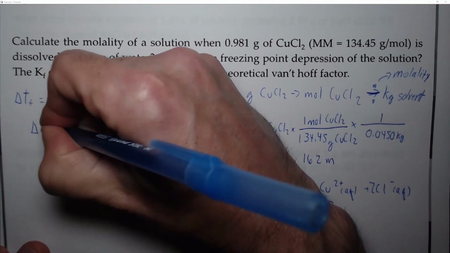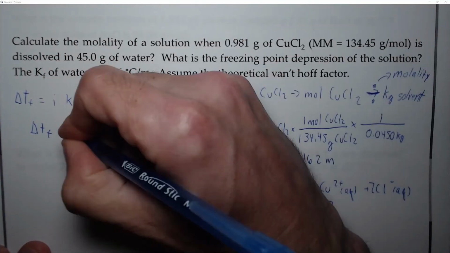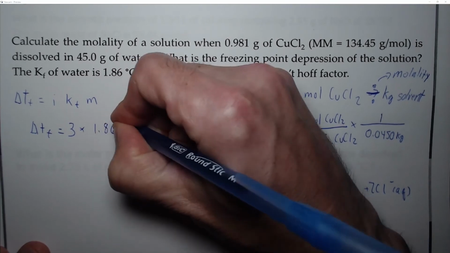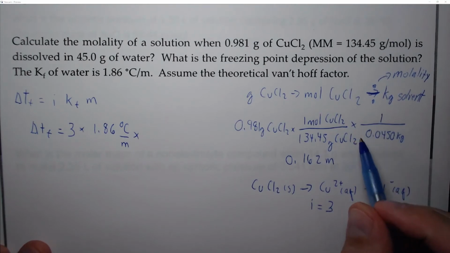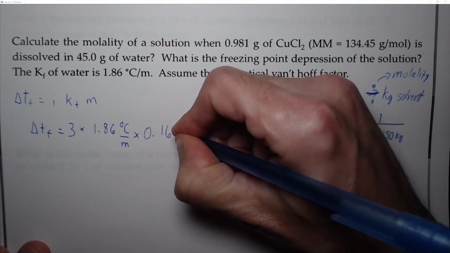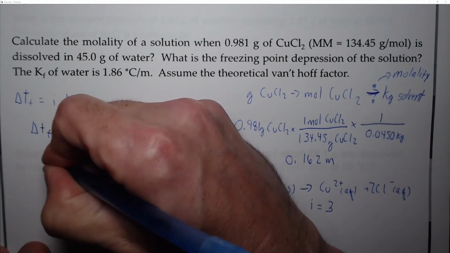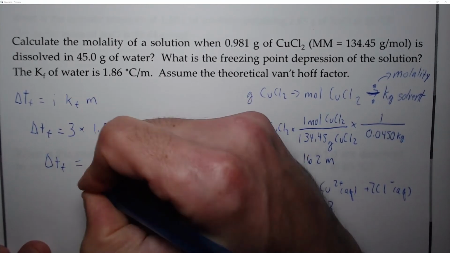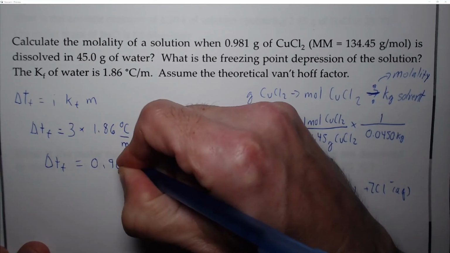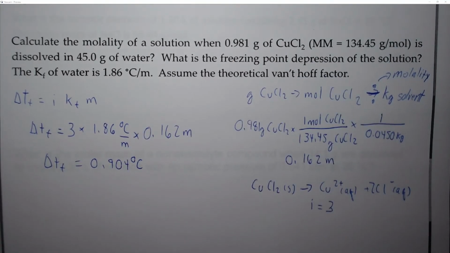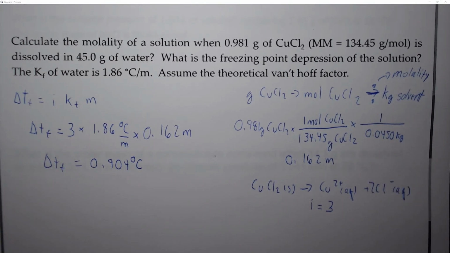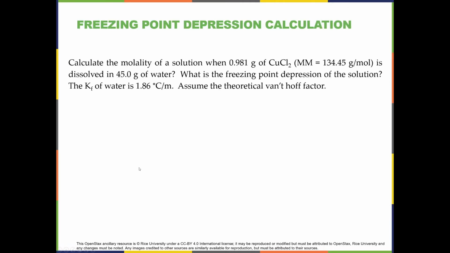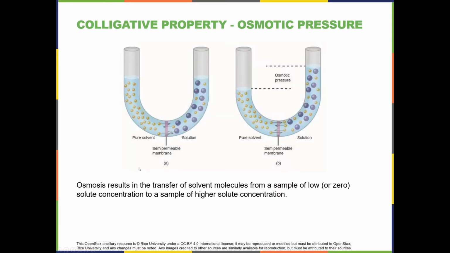ΔTf equals i, 3, times Kf, 1.86 degrees C per molal, times the molality, which we just found a second ago, which is 0.162 molal. And when we do all that work, we find that the freezing point depression, in this case, is 0.904 degrees C. So, we have now done a couple of examples where we've calculated freezing point depression. Now let's take a look at another colligative property, which is osmotic pressure.